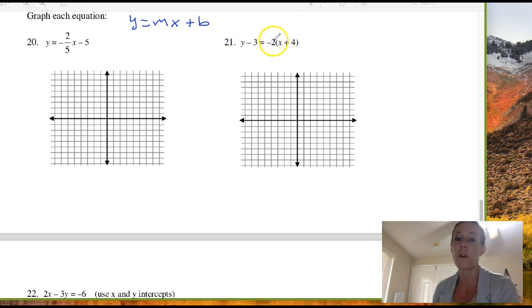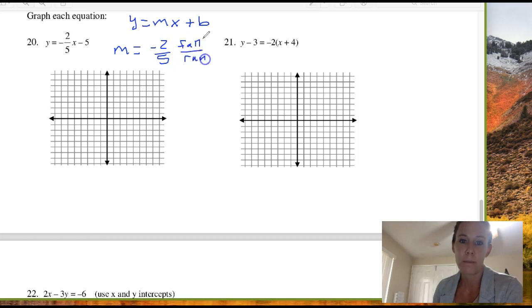Or if you understand point slope form, you could keep it in this, and I'll show you how to do that. If you look at this one, my slope is -2/5. This is rise over run, or because it's negative, it's going to be fall over run. Okay, so you're going to fall first. And then my y-intercept, or my b, is -5.